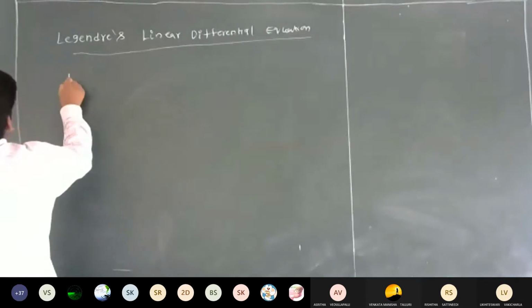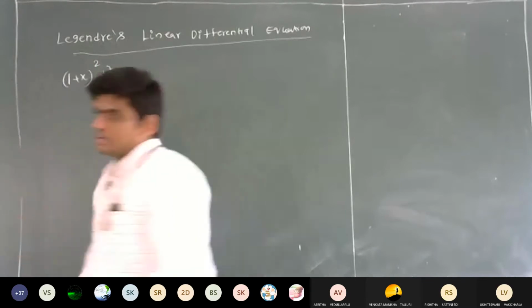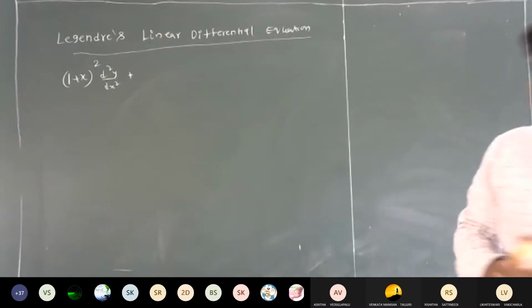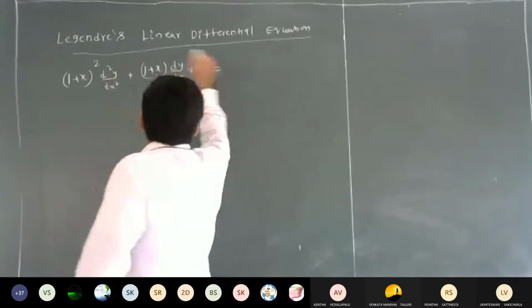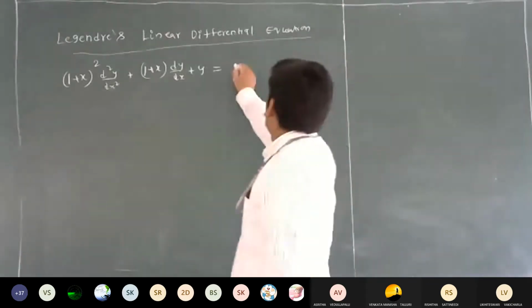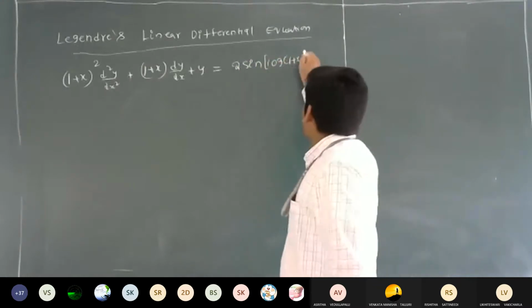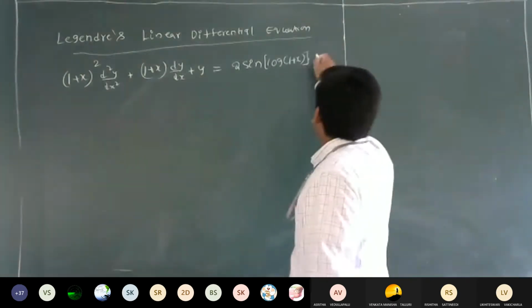1 plus x whole square d square y by dx square plus 1 plus x into dy by dx plus y is equal to 2 into sine of log of 1 plus x. Right? So this is equation number 1.